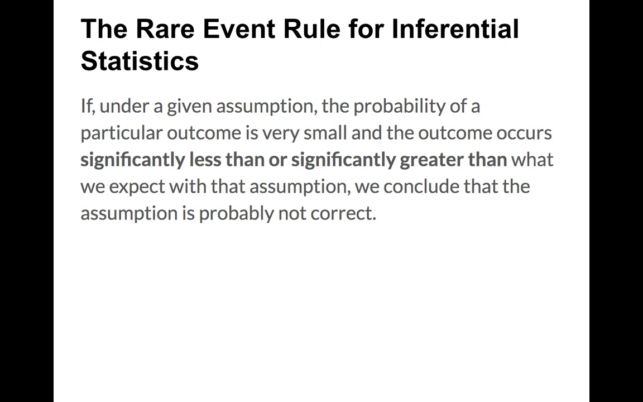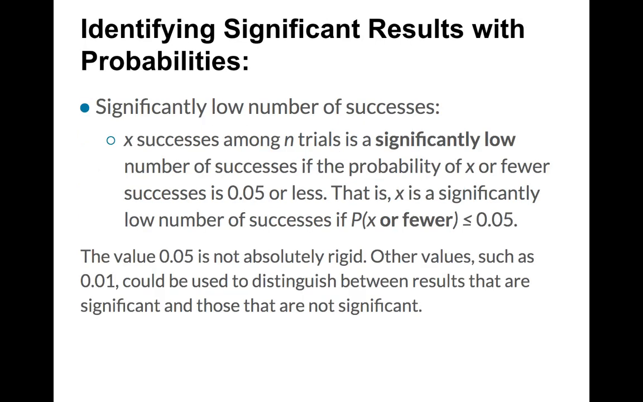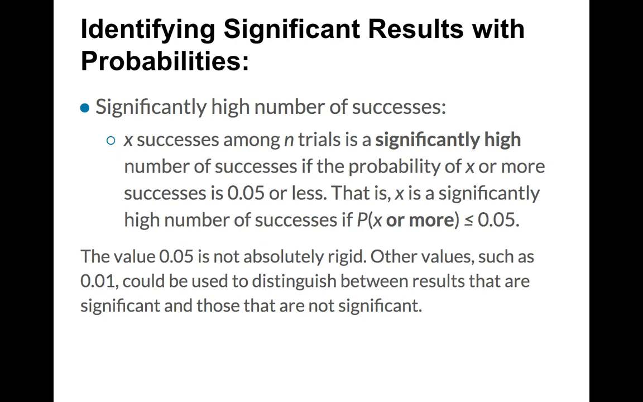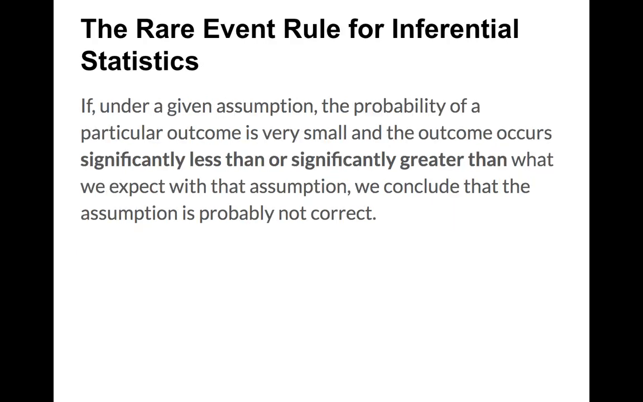And so what we're talking about is that these significantly low or significantly high ideas are referencing the thought of a result occurring from just random chance versus it occurring because something that we thought was happening is actually not happening, or vice versa. Some false assumption is taking place.